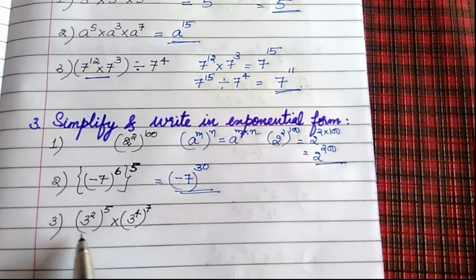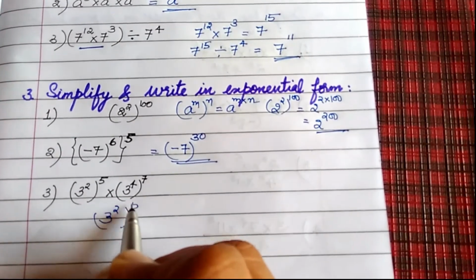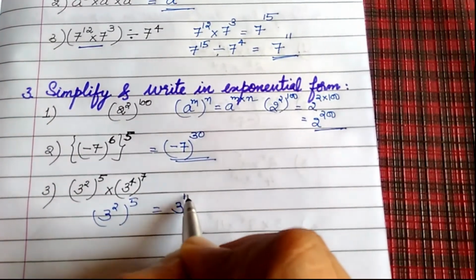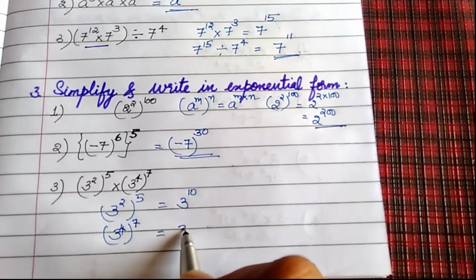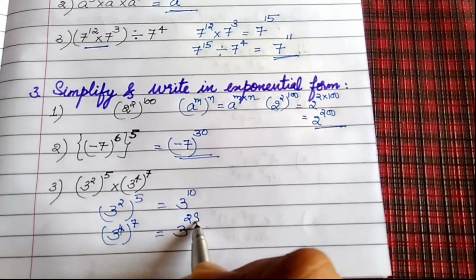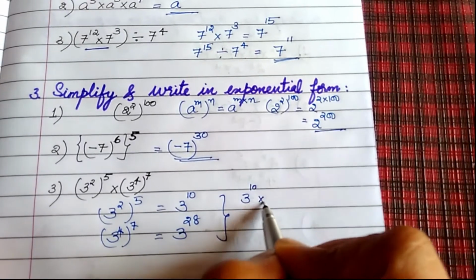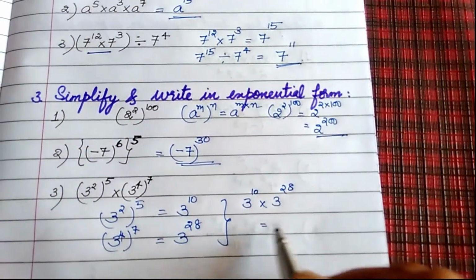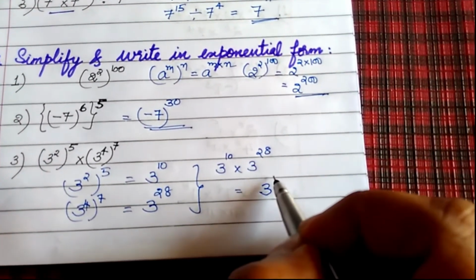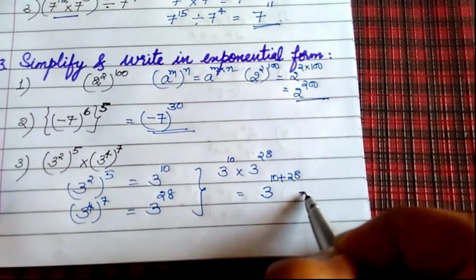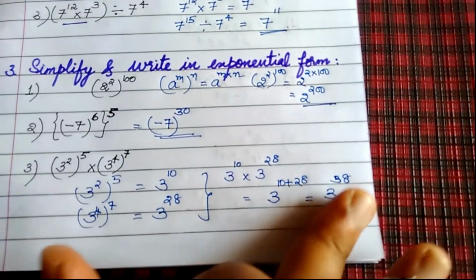Now in the next case there are two power upon power. So 3 to the power 2 whole to the power 5. First you will solve as 3 to the power 2 into 5 is 10. Then 3 to the power 4 whole to the power 7. You will solve it as 3 to the power 4 into 7 is 28. Now between these the operation is multiplication. So 3 to the power 10 into 3 to the power 28. Now it is a to the power m into a to the power n, so it is a to the power m plus n. What is it? 3 to the power 38. So this is the answer.